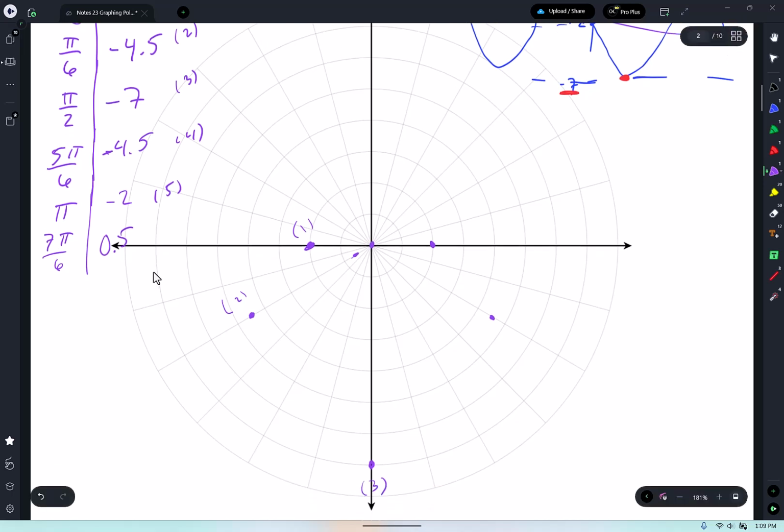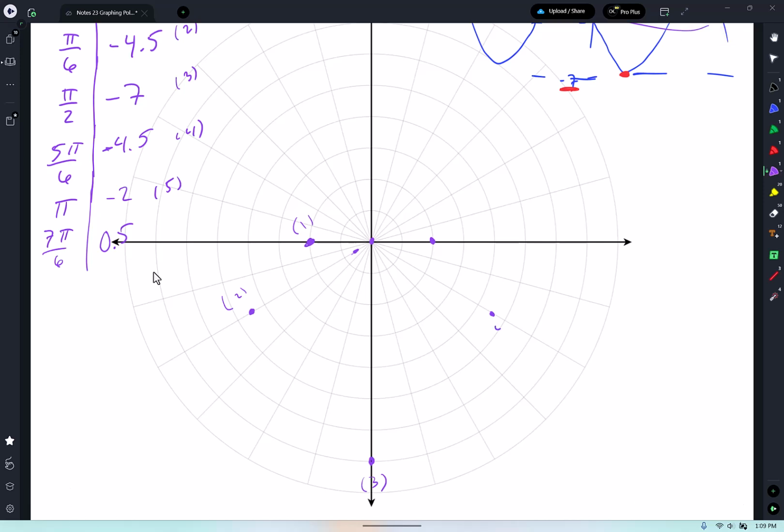So let me label the 1, 2, 3. This is my 4th. This is my 5th. And this origin one is actually your 6th. And then that one will be your 7th. Okay, let me slow down, guys, because this can be tough. The only way that I can go from -2 to a positive 0.5 is if r was 0 at some angle between pi and 7 pi over 6.